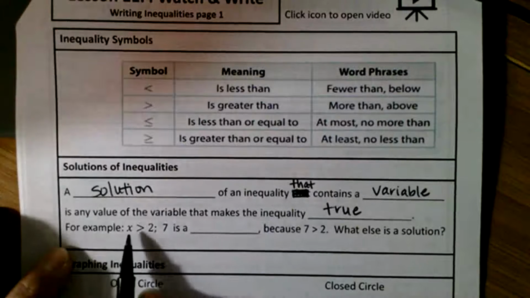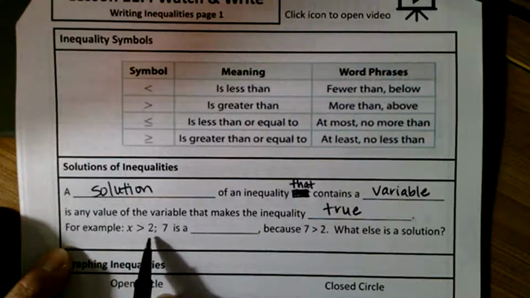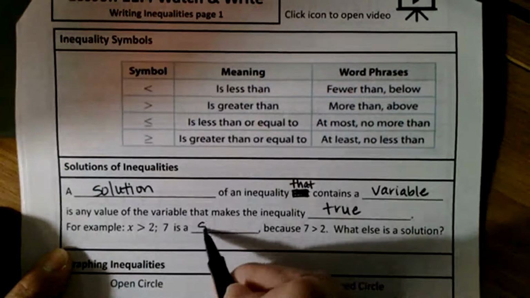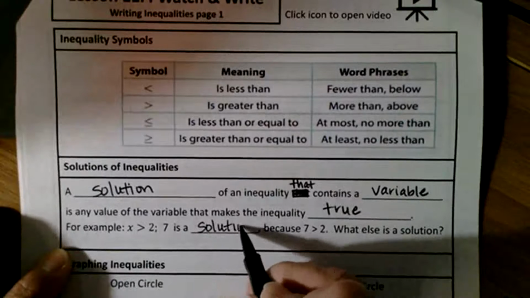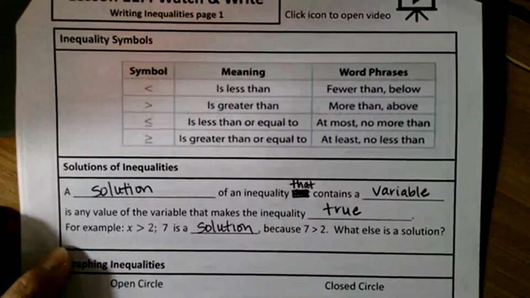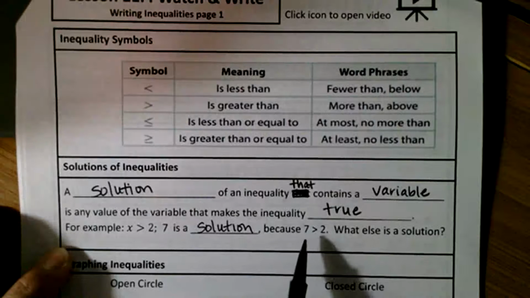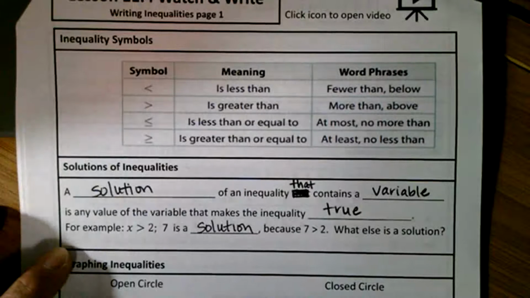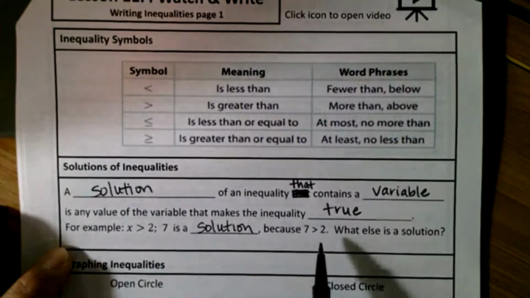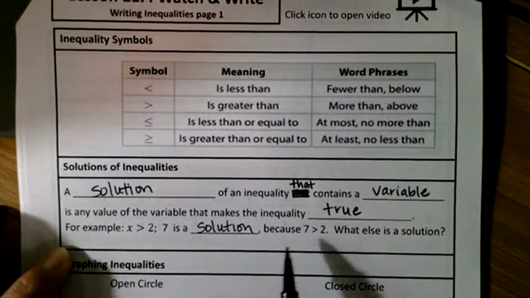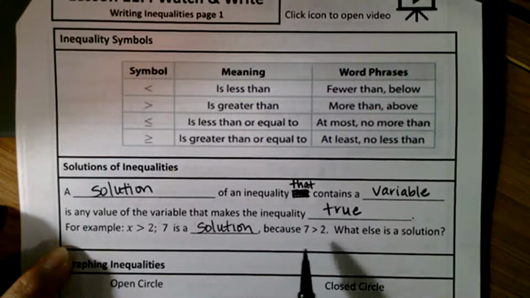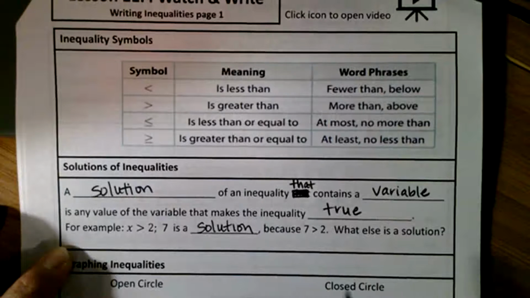Okay, so here's an example. X is greater than 2. And 7 is a solution because 7 is greater than 2. But 7 is not the only solution, right? 7 is not the only number that's greater than 2. So inequalities have a lot of solutions because 3 is greater than 2, 4 is greater than 2, right? There's a lot of numbers that are greater than 2. 7 is just one possibility.